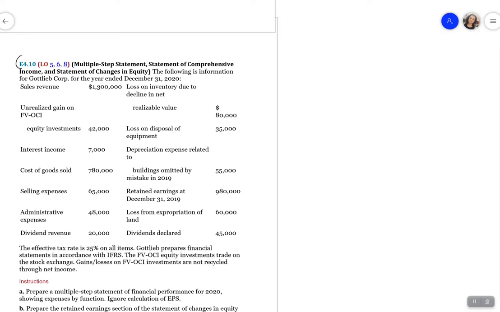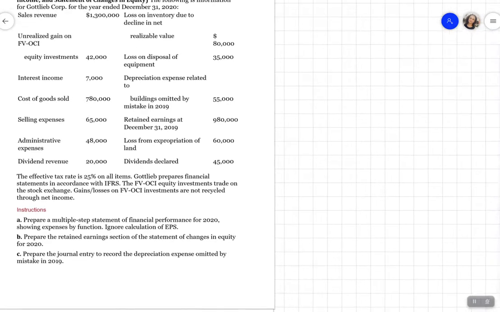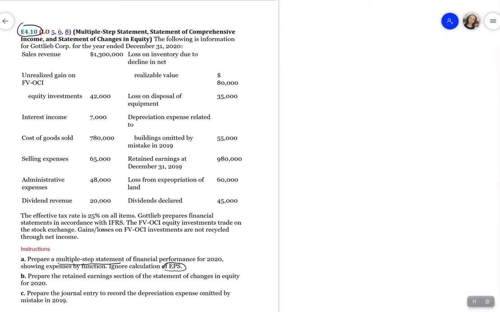The first question that we are going to take up now is exercise 4-10. It seems like a big question, but it has 4 parts. The first part is to prepare a multi-step income statement, a multi-step statement of financial performance for 2020. We want to ignore ASPE, and we want to know which standards the company is following. The company is following IFRS standards, and I see that we have OCI, so we have to show other comprehensive income in this question.